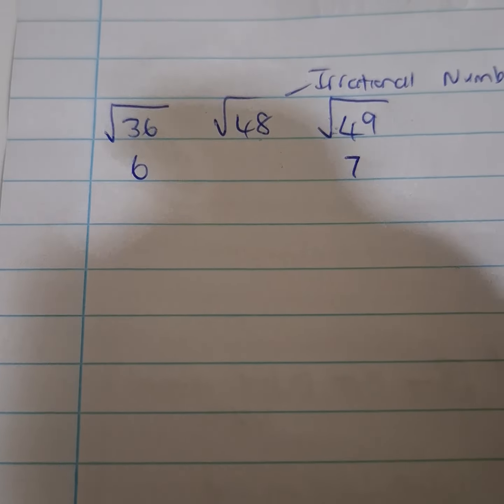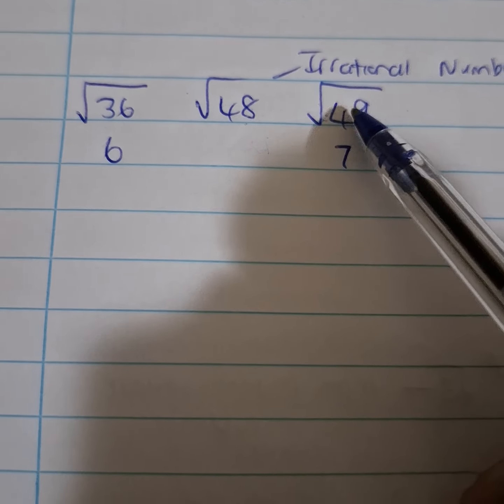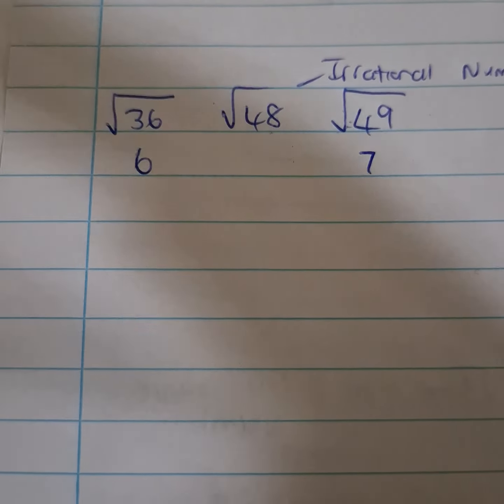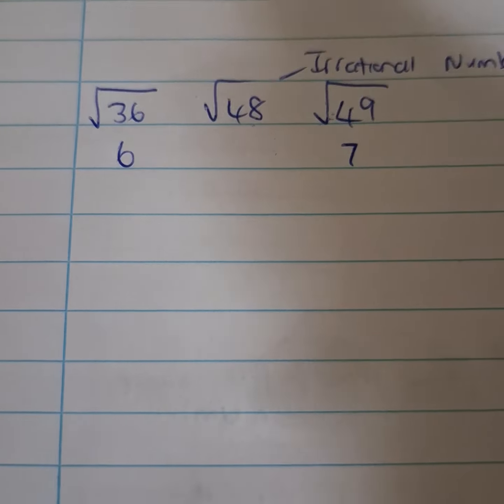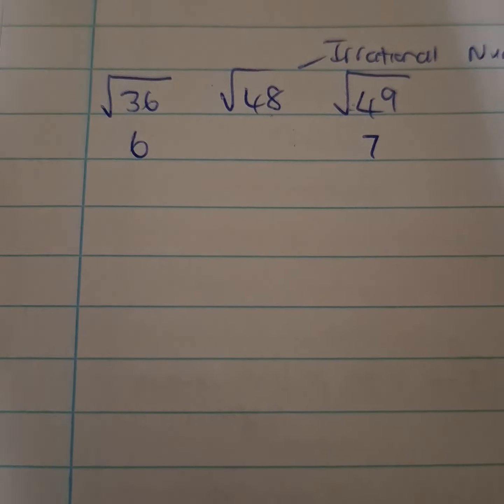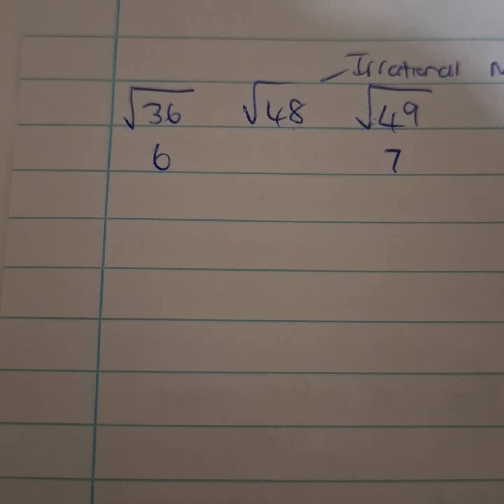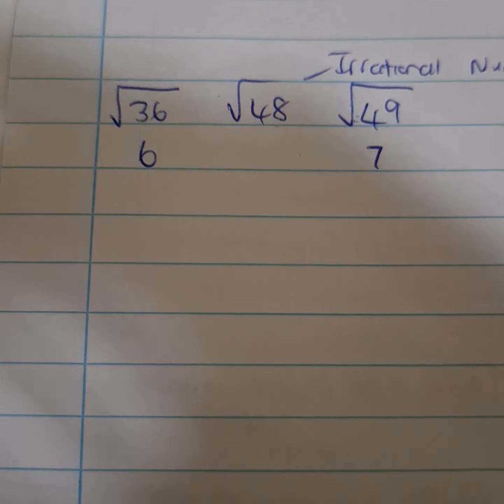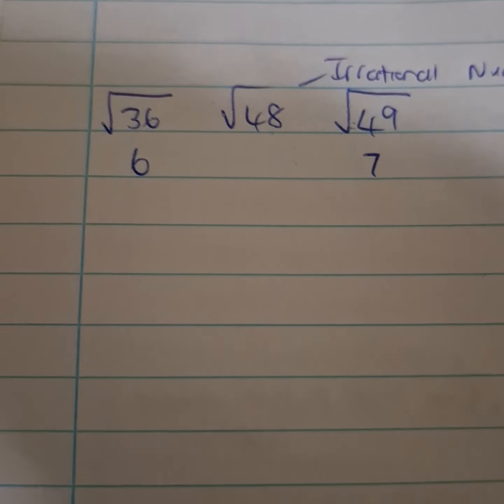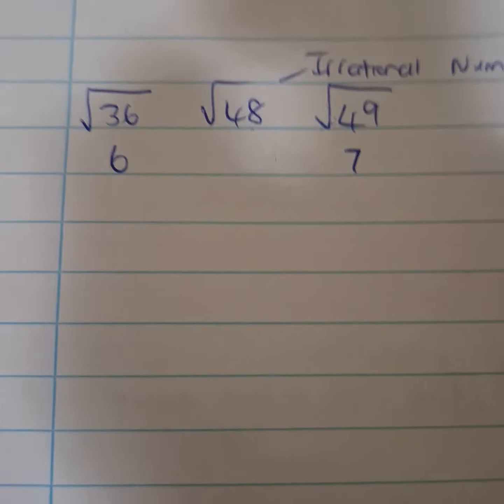So 36 and 49 are perfect square numbers. What is a perfect square number? A perfect square number is a number that is formed by multiplying a natural number by itself. Natural numbers are 1, 2, 3, 4, 5. So 1 times 1 would give us 1. 2 times 2 would give us 4. 3 times 3 would give us 9. All of these numbers are called perfect square numbers, and they are formed by multiplying a particular natural number by itself.